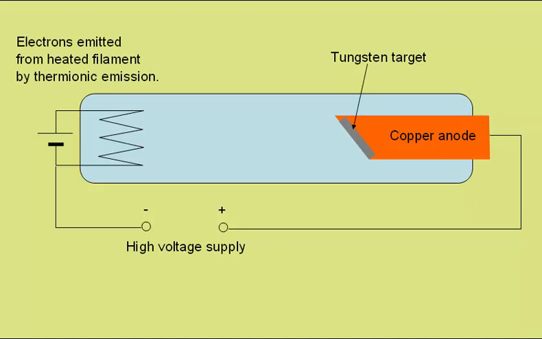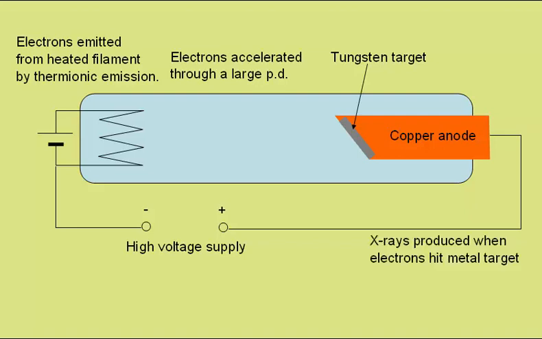Electrons are emitted from the heated filament by thermionic emission. Then the electrons are accelerated through the large potential difference, and when they hit the tungsten target, they produce X-rays.